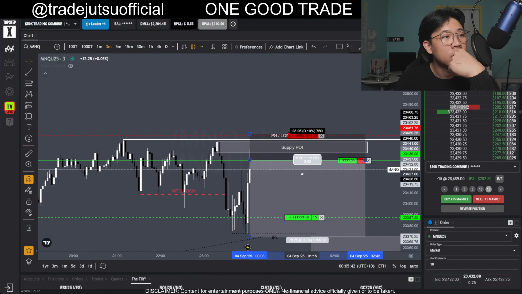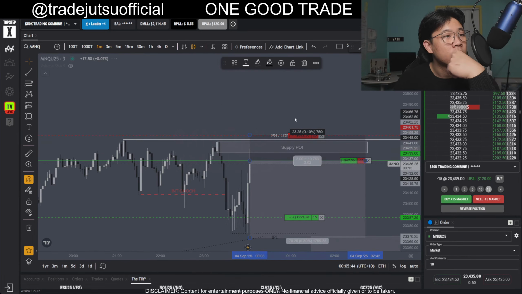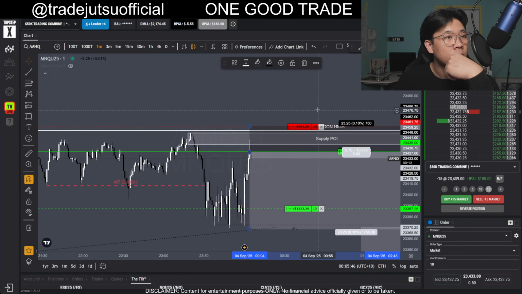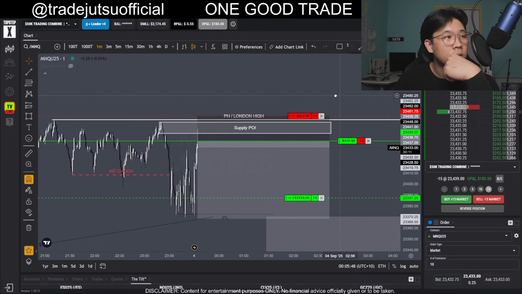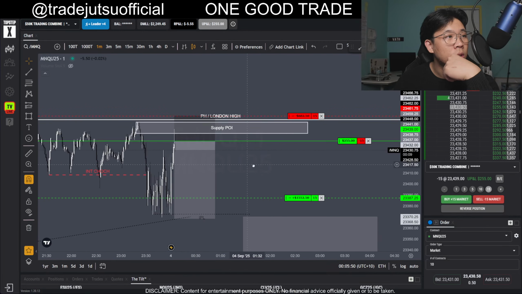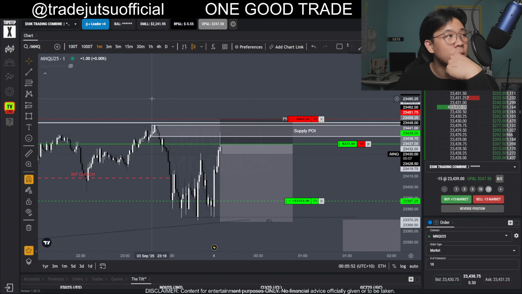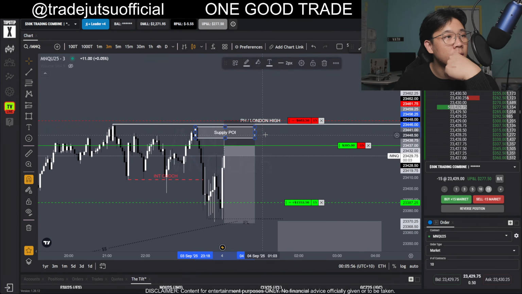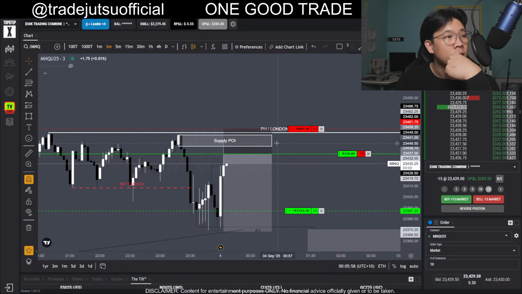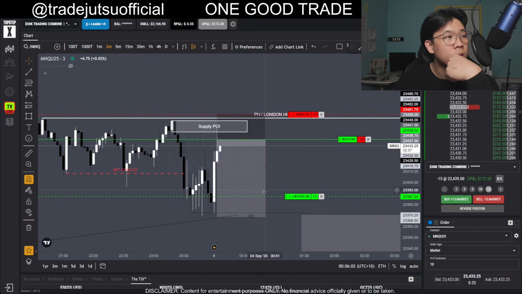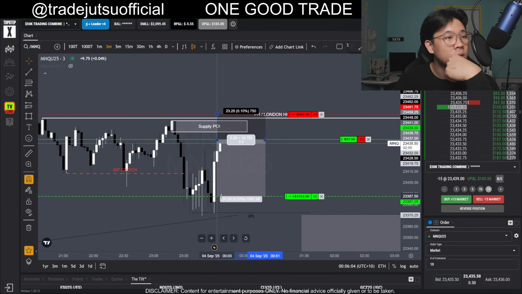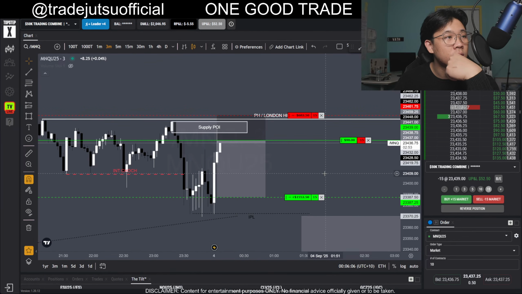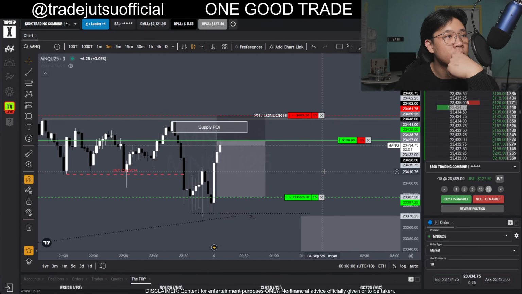Okay, so I entered a short off of the rejection in this 3-minute supply point of interest, as you can see here. Swept the London high. Okay. And I am going to look to take this potentially just to this internal protected low. I mean, I guess it's already decided my risk parameters for me, hasn't it?